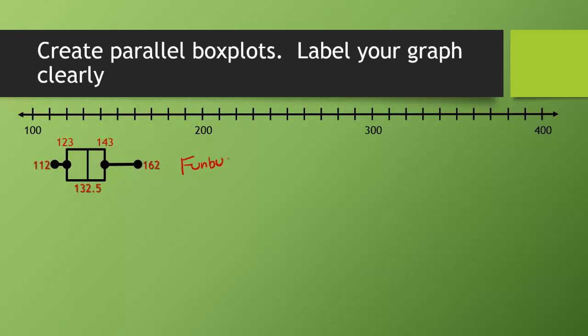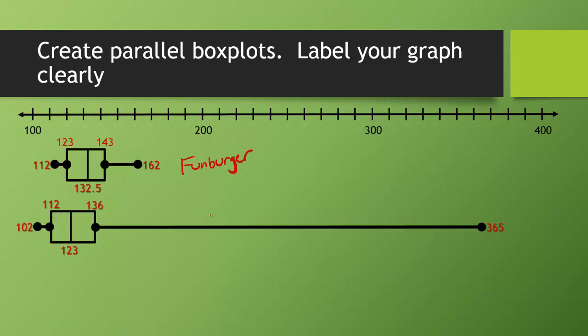So I'll even write that in. Fun Burger's right there. Okay, and remember, 112 was the minimum. 123 was that Q1. 132.5, which is this line here, was the median. 143 was that Q3 value. And 162 was the maximum. So that's Fun Burger's box and whisker plot.